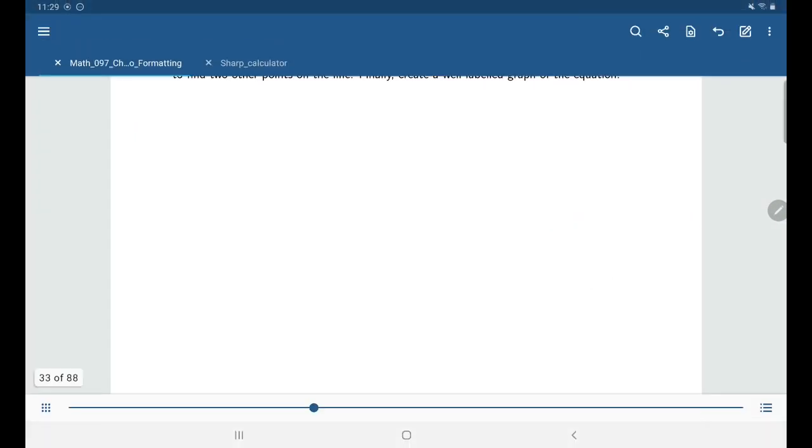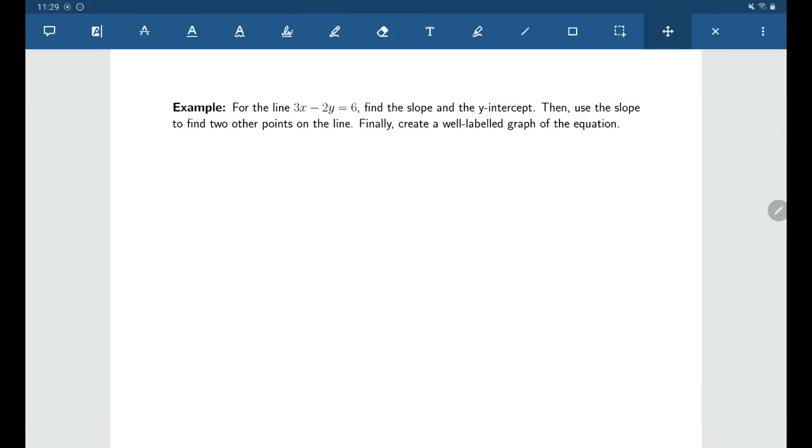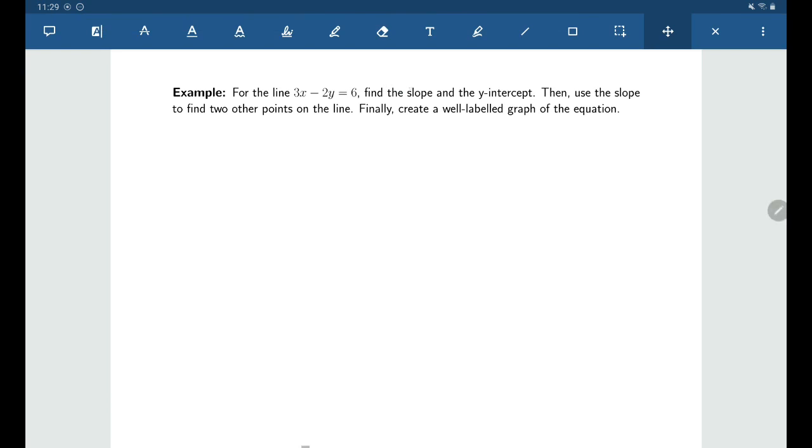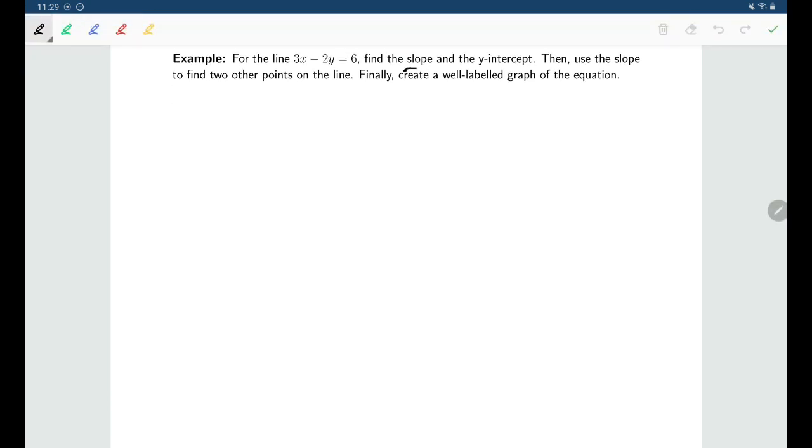Okay, so we have another example here. This one we will be graphing. We've got an equation for a line given to us, and we want to start off by finding the slope and the y-intercept. That's what we'll need to find. And then once we know the slope and the y-intercept, we can find 2 other points on our line, and then eventually we'll get to the graphing side of things.